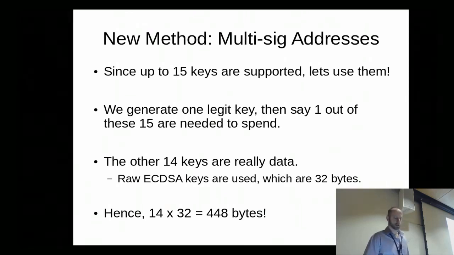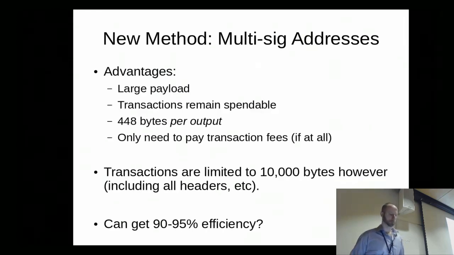So in this case, the keys that are presented are the raw ECDSA keys, and those are 32 bytes. So you've got 14 times 32 equals 448 bytes. And this isn't just per transaction, this is per output. So you can have, in theory, I'm going to get into the restrictions later, but in theory, 448 times for every 256 maximum outputs. That's quite a lot.